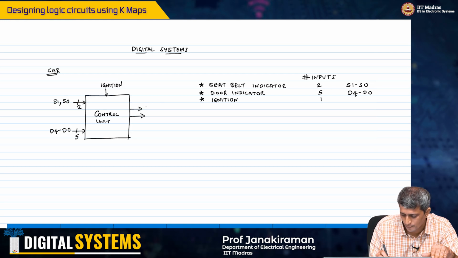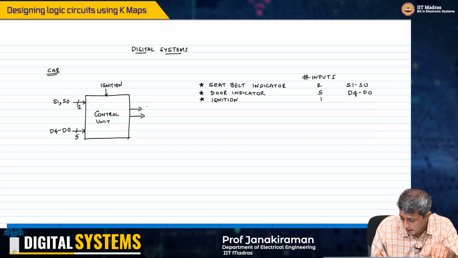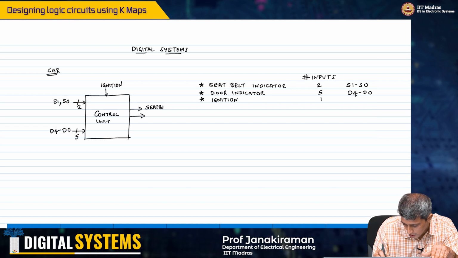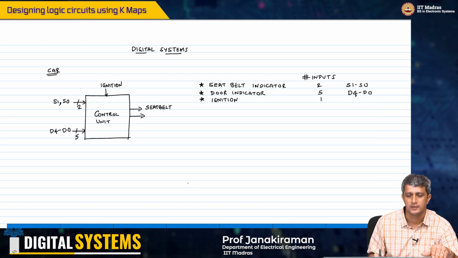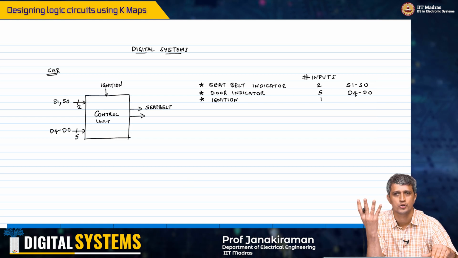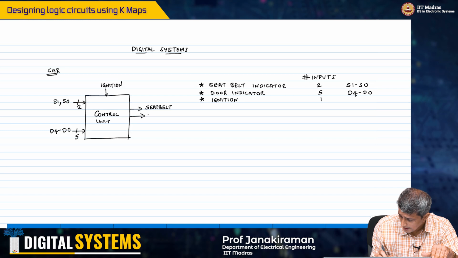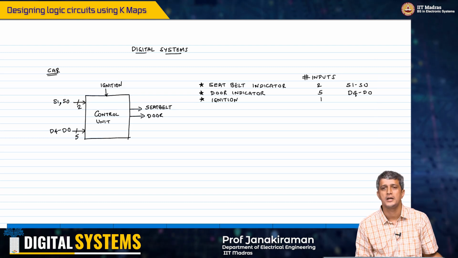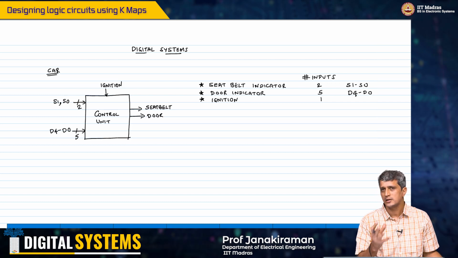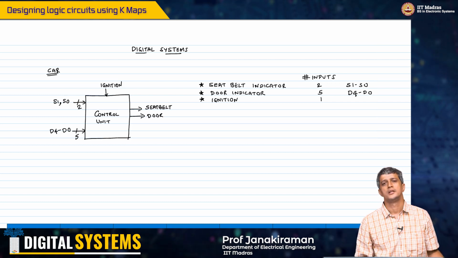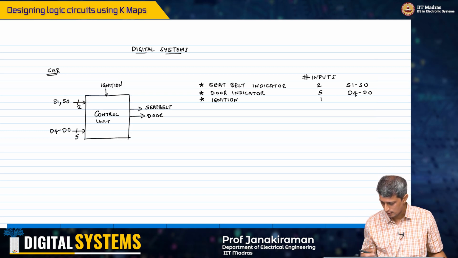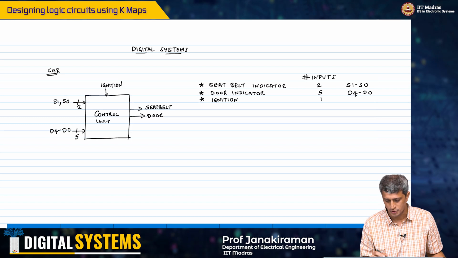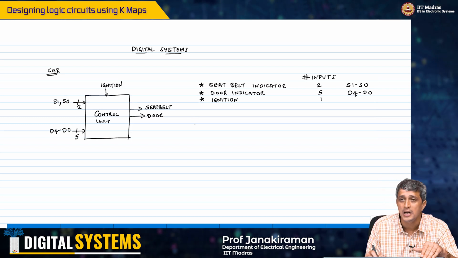So I'm going to have an output here which is basically called seat belt. This is some LED that has to glow, okay, and then we are going to say door. Okay, we are going to call these outputs seat belt and door, and essentially that's going to indicate that one of the doors was open, the seat belt was not strapped, and so on, right? So based on this description, why don't we first go ahead and build a truth table for this?